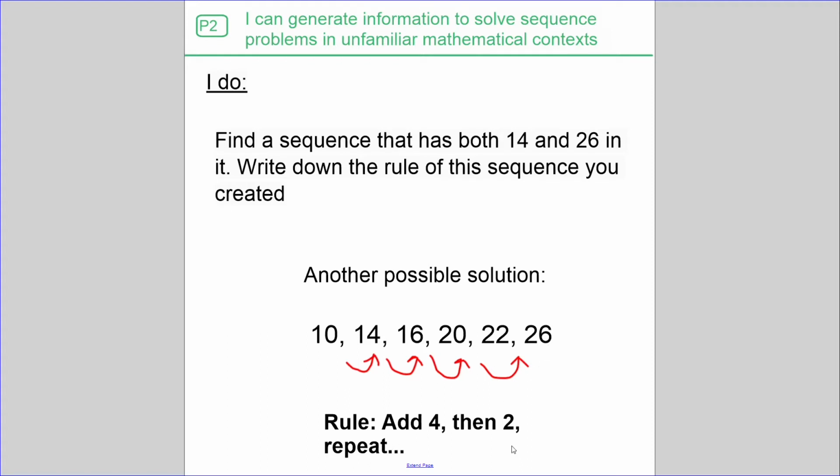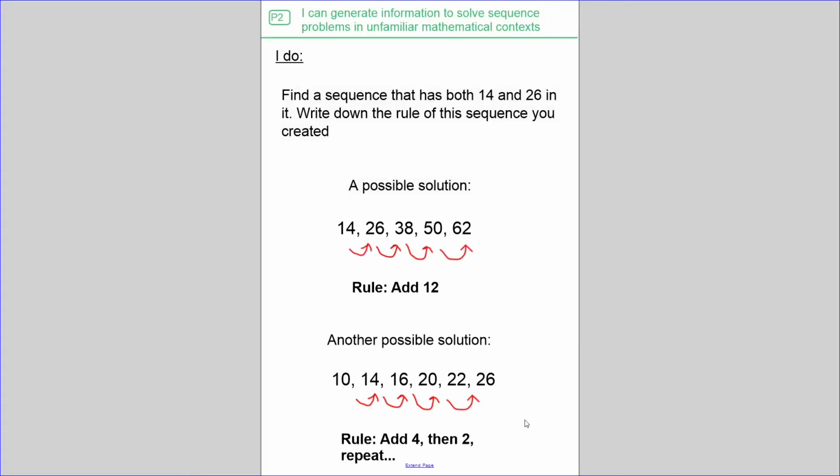So as you can see in this sequence, once again, we can see the numbers 14 and 26 appearing once again. Now, if we compare both the solutions that we got, we can see that they're two different types of sequences, but they still have the numbers 14 and 26 in the sequence. So as you can see, you can get so many different sequences, and really what we're trying to be is as creative as we possibly can.